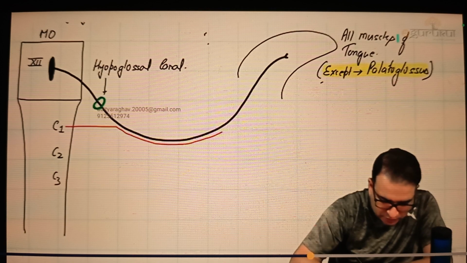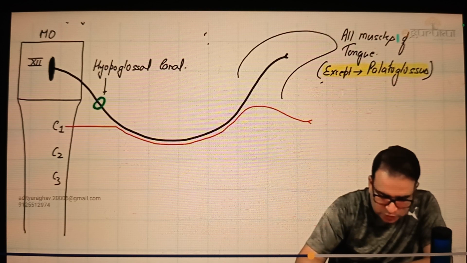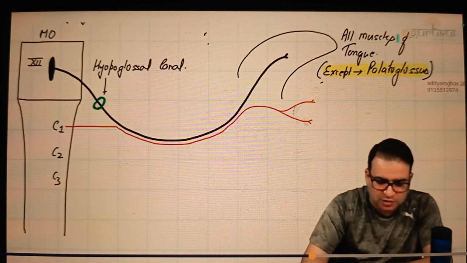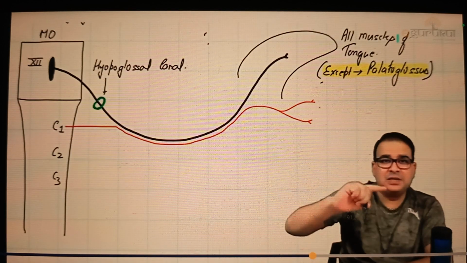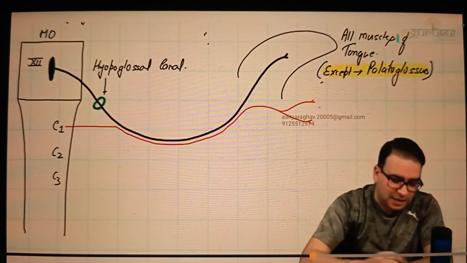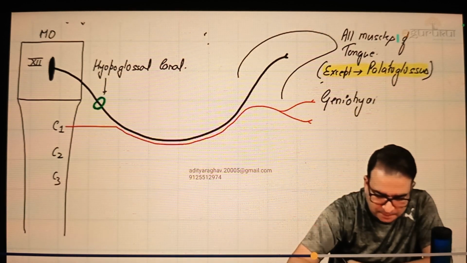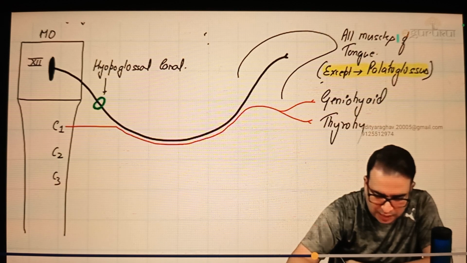C1 will run with the hypoglossal nerve, and in the anterior part, it will separate to supply two muscles. When you look at the diagram, the dissection or any atlas picture, it will look like the hypoglossal nerve is going to supply those two muscles. No. It's actually C1 fibers which are joined with the hypoglossal. They come in front and separate and supply these two muscles. Which two muscles? One of them is the geniohyoid, and the other is the thyrohyoid.